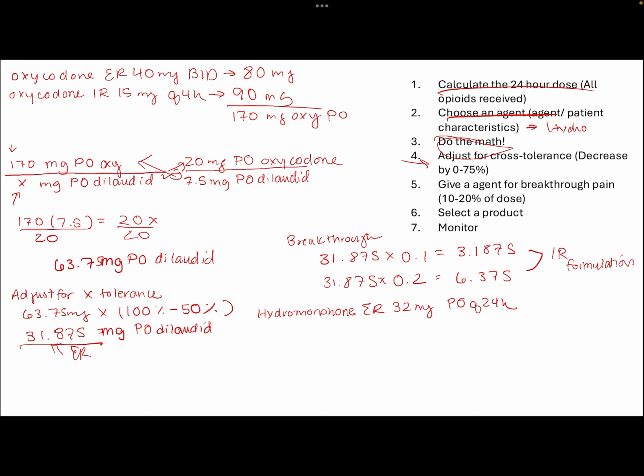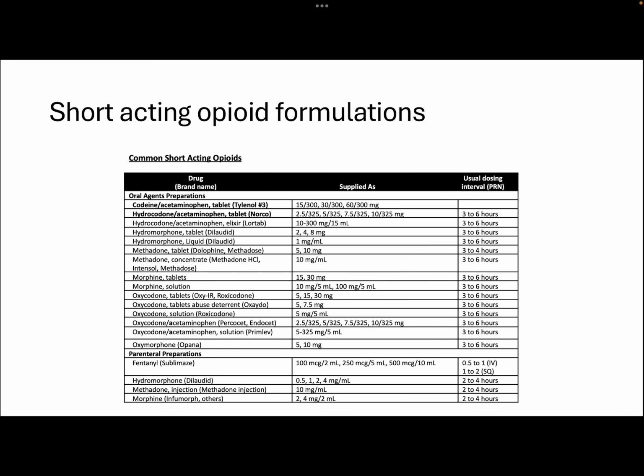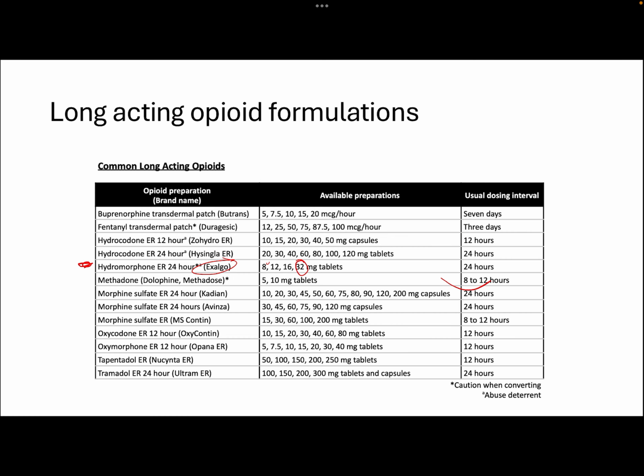Okay, and now let's look at our breakthrough IR formulation. So I need something between 3 and 6 milligrams. So we go to our hydromorphone tablets. They come in 2, 4, and 8. And I can dose those every 3 to 6 hours. So let's just pick right in the middle here and just pick 4. And we'll pick kind of a number right here in the middle as well and do every 4.